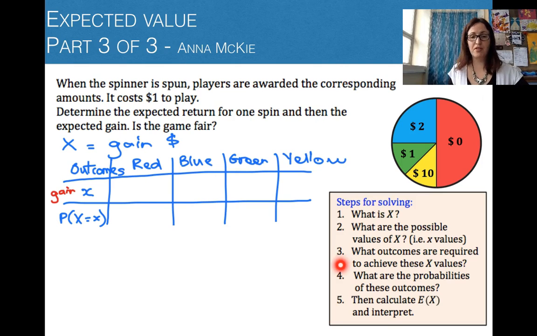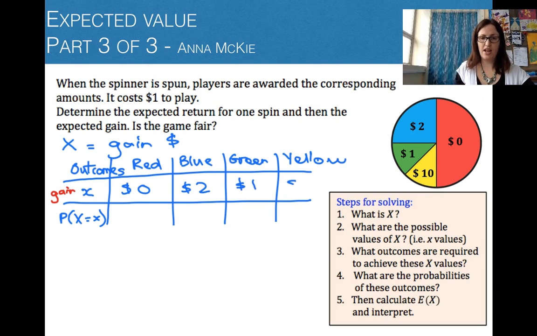So in some ways that's step 3, what outcomes are required to achieve the X values, and the X values are the different types of gain. So for red, we would gain $0, blue is 2, green is 1, and yellow is 10. Looking back at our steps, what are the probabilities of these outcomes? So now we'll have to work that out. The probability of red, $0, is a half. Now you can use fractions or decimals, that's fine. Blue, chance of that is easy to see as a quarter, and green and yellow are an eighth each.